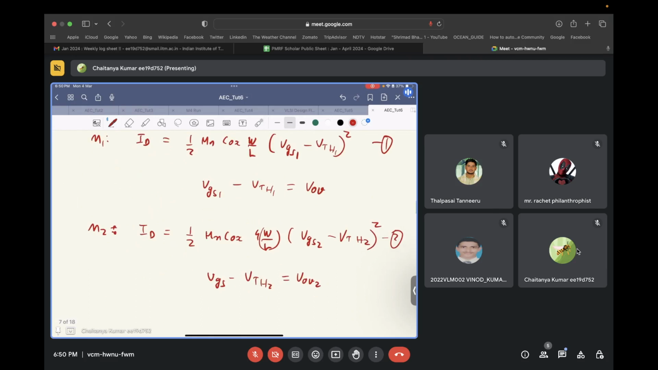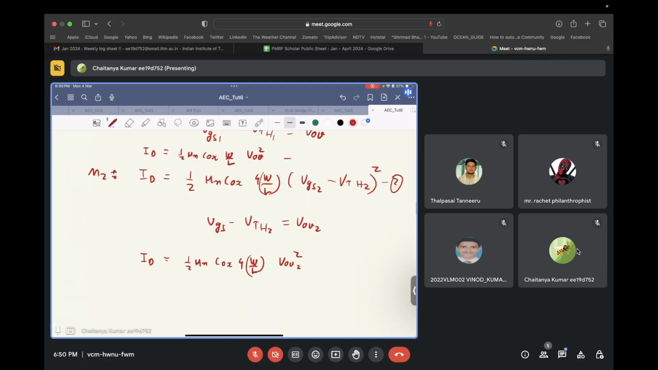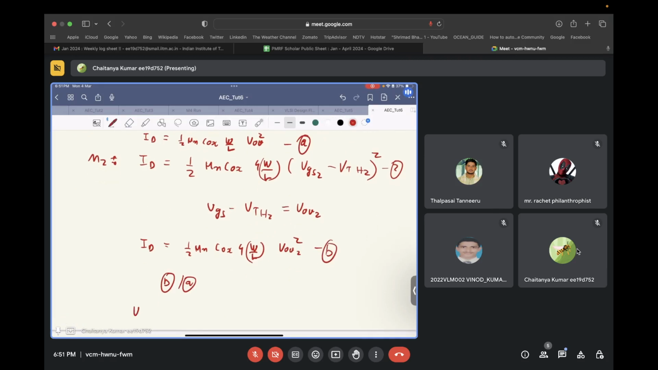Okay, so equation 1 can be rewritten as ID is equal to half mu n Cox W by L times V overdrive whole squared. And for equation 2, for transistor M2, ID can be written as half mu n Cox 4 times W by L times V overdrive 2 whole squared. Okay, so this is, let's say, equation A and equation B. If you divide equation B by equation A, what you get is V overdrive 2 whole squared times 4 divided by V overdrive whole squared is equal to 1. That implies V overdrive 2 is equal to V overdrive by 2.